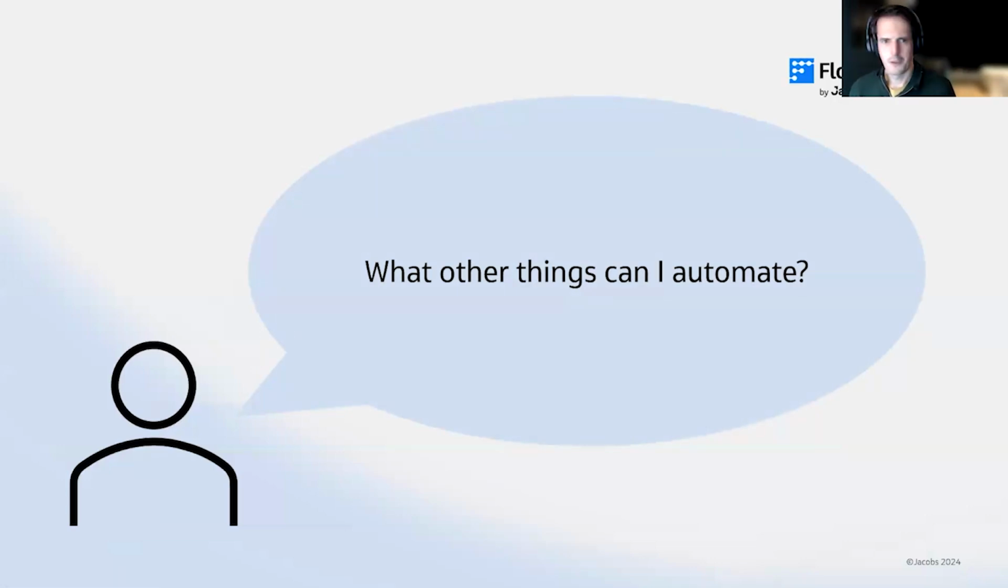So just before I wrap up, what else can we automate? And that's the heart of what we've been doing with this. What else can we do? What can make our users' lives easier? And this is really why Flood Platform has been so popular within Jacobs over the last 15 years.